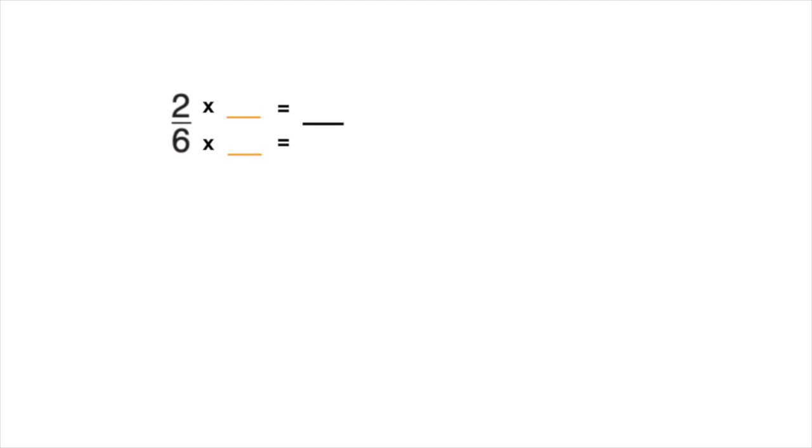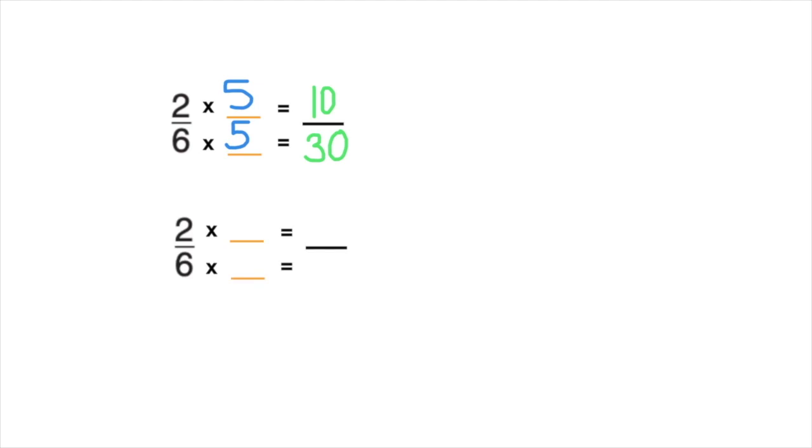Let's pick any whole number, like 5. 2 times 5 gives us 10. And 6 times 5 gives us 30. So an equivalent fraction for 2/6 would be 10/30.